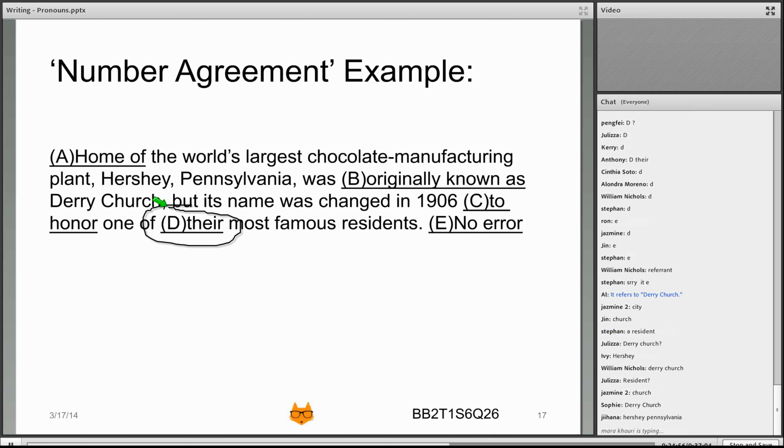So whose most famous residence? Who are we talking about? It's not Derry Church. So when we say "was originally known as Derry Church," that is a big modifier for Hershey, Pennsylvania. We'll cover that next time when we talk about modifiers.